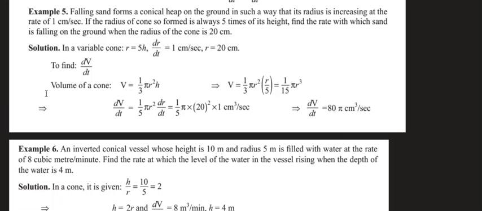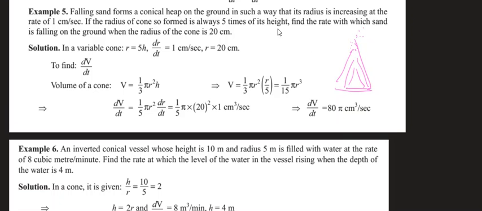Look at this sum. Falling sand forms a conical heap on the ground in such a way that its radius is increasing. So falling sand means that you are pouring some sand particles, so it forms a cone like this on the ground. So it will be growing like this when you pour the sand particles. So this is the idea.